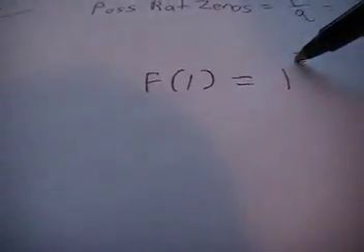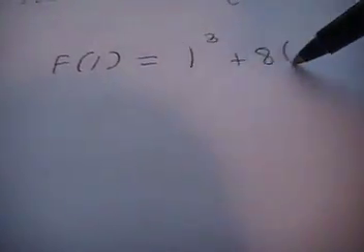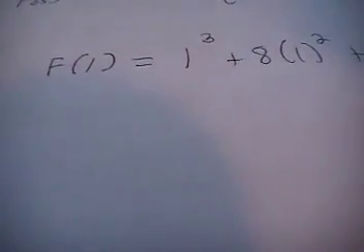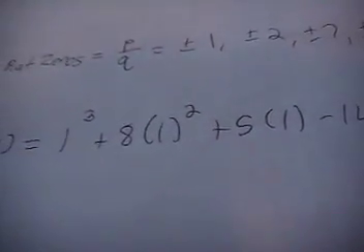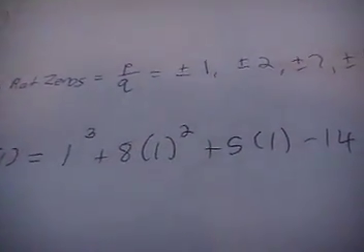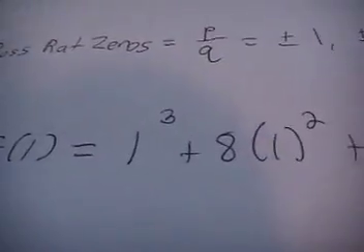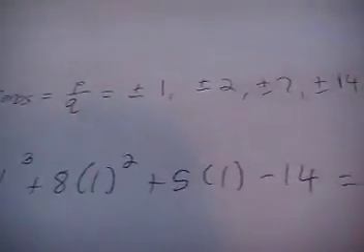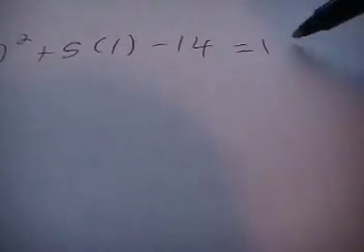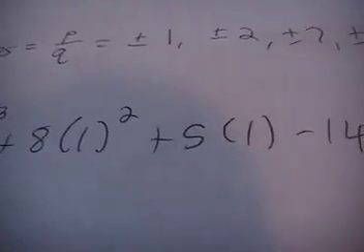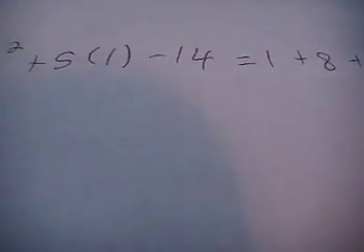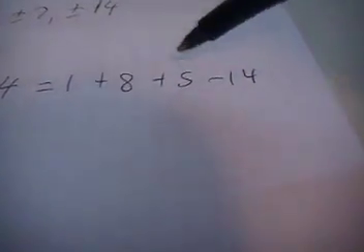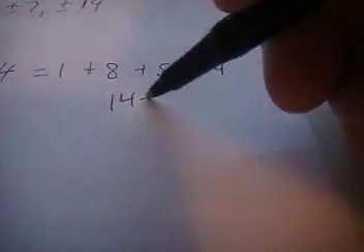So 1 to the 3rd power plus 8 times 1 squared plus 5 times 1 minus 14. And you can use a calculator if that helps. Here with the 1s, it's probably quicker without one. 1 to the 3rd power is 1. 8 times 1 squared is 8. 5 times 1 is 5. And then there's a negative 14. And 1 plus 8 plus 5 is 14. Minus 14, yes, it's 0.